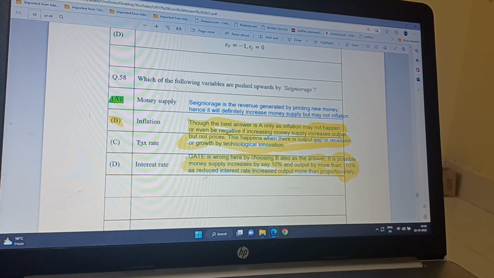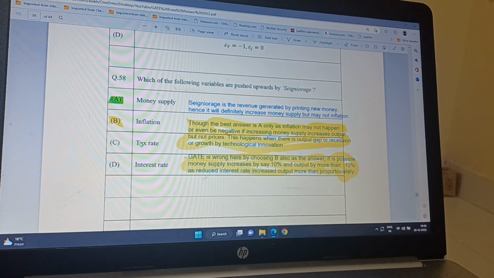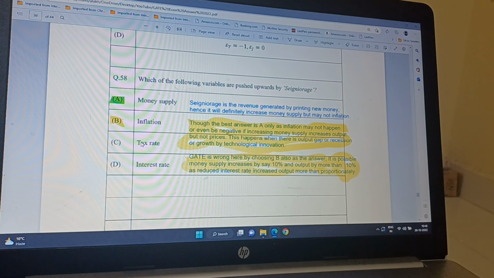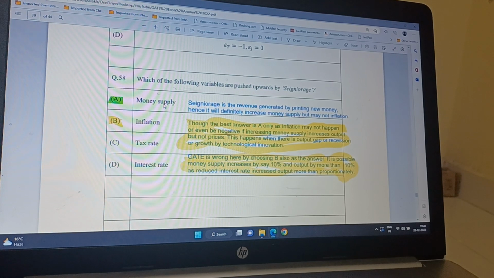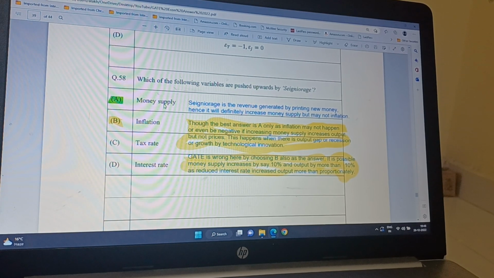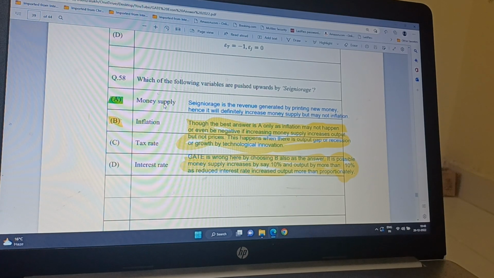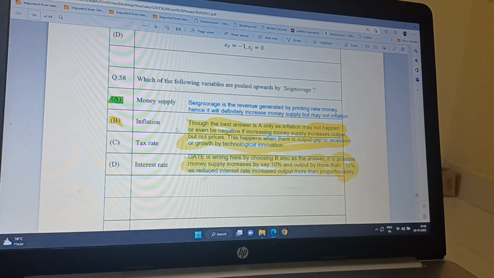What about the tax rate? Well, there is nothing like taxes here, so it is not the option. And the interest rate will go down, as I said. So the correct answer should be A. That is the indisputable answer. Money supply will definitely increase, but inflation may or may not increase. We are not sure about it. But GATE has given answer A and B.